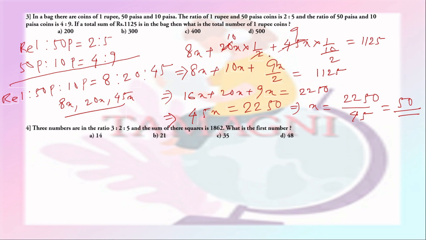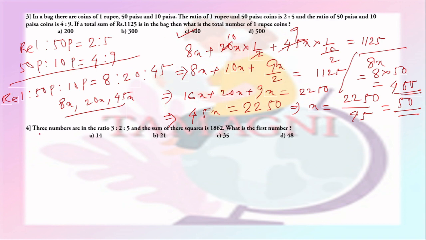Now we have to find the number of 1 rupee coins, which is actually 8x. So 8x equal to 8 into 50 equal to 400. So option C is the right answer.